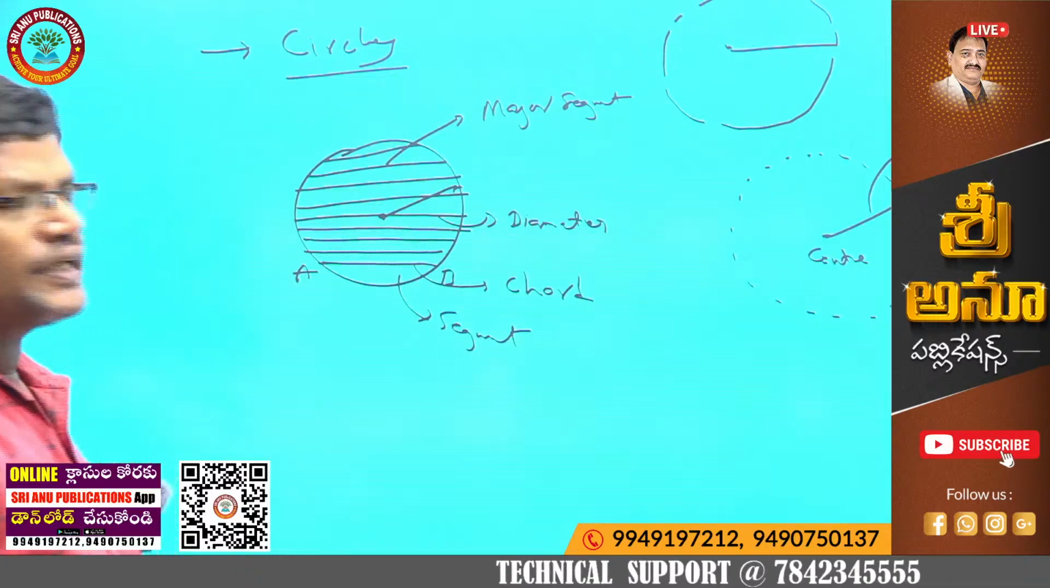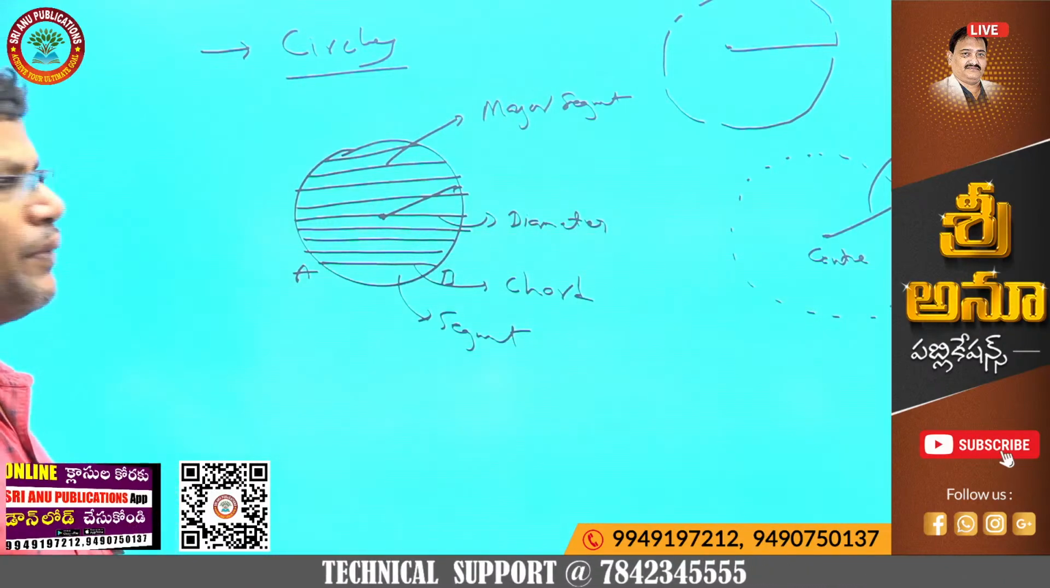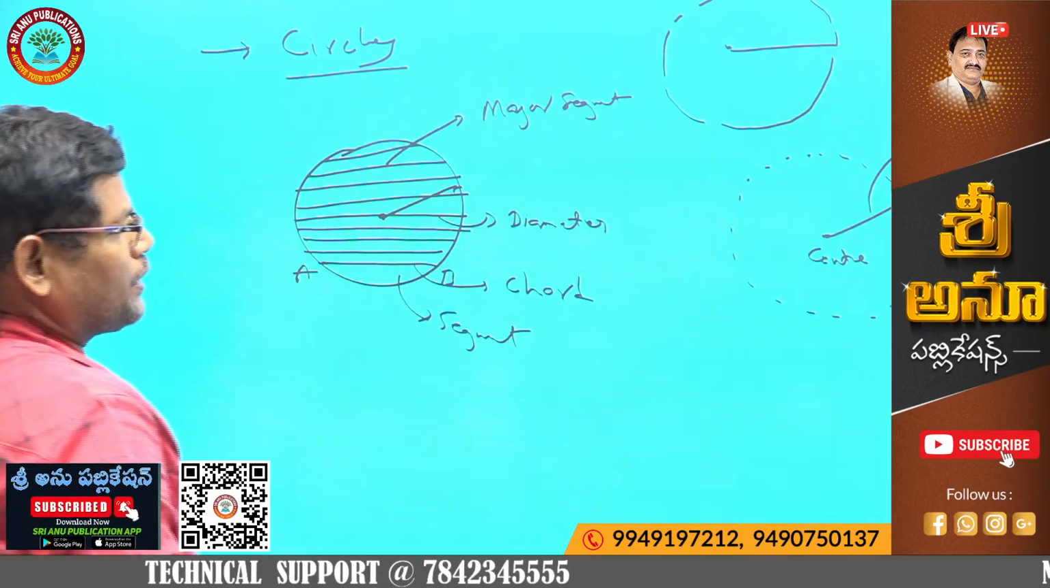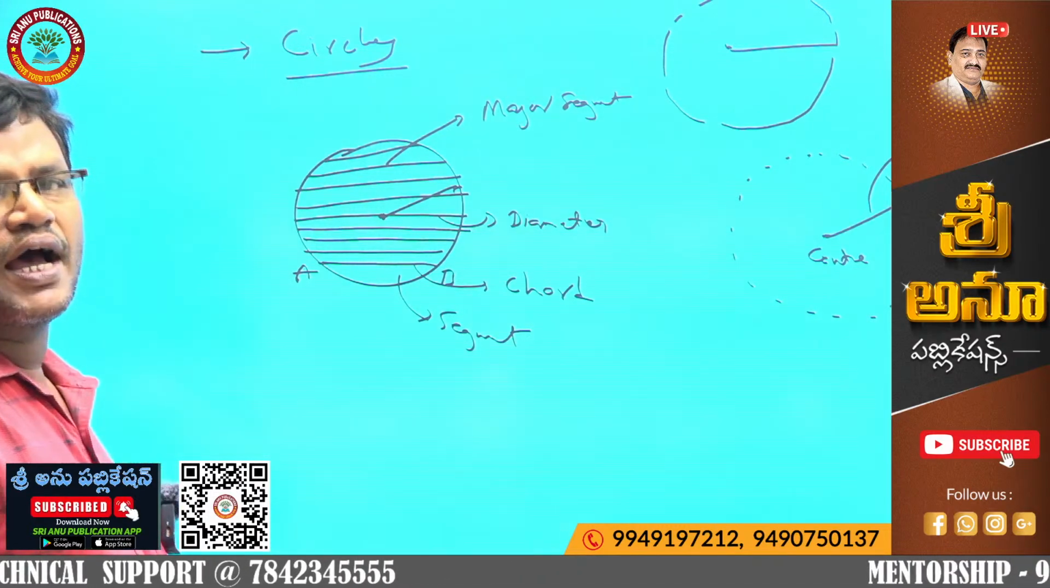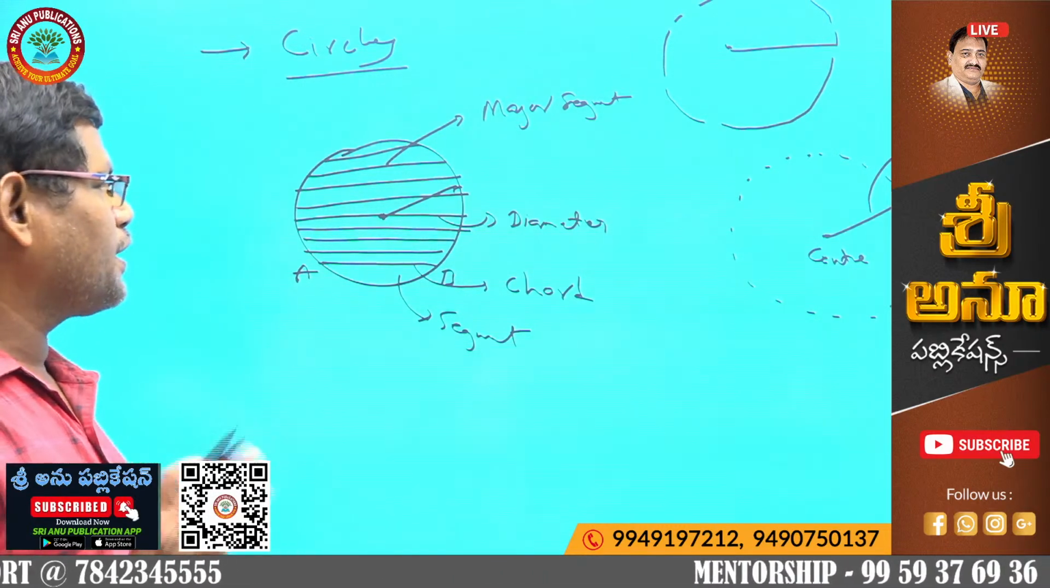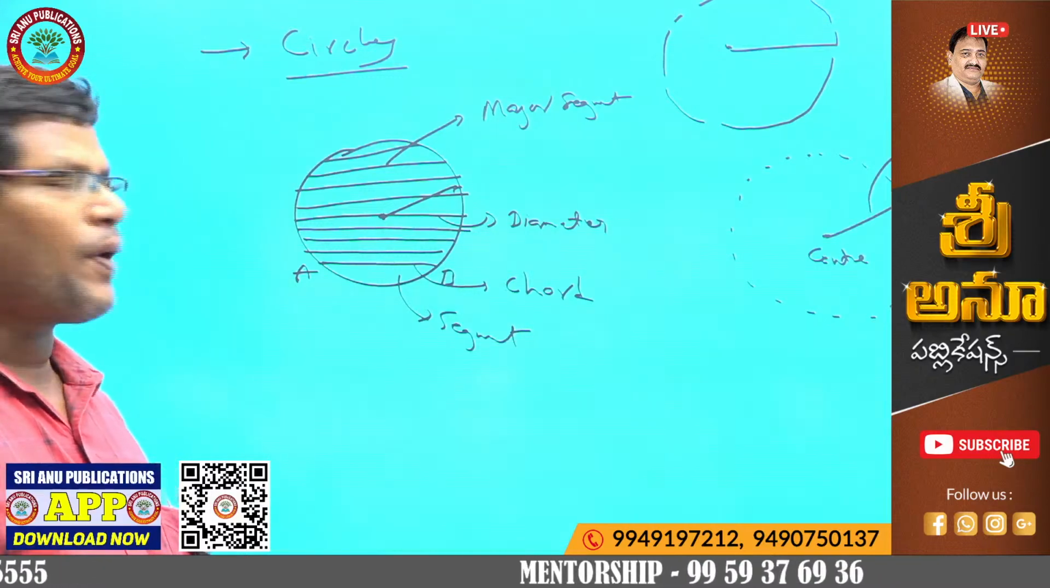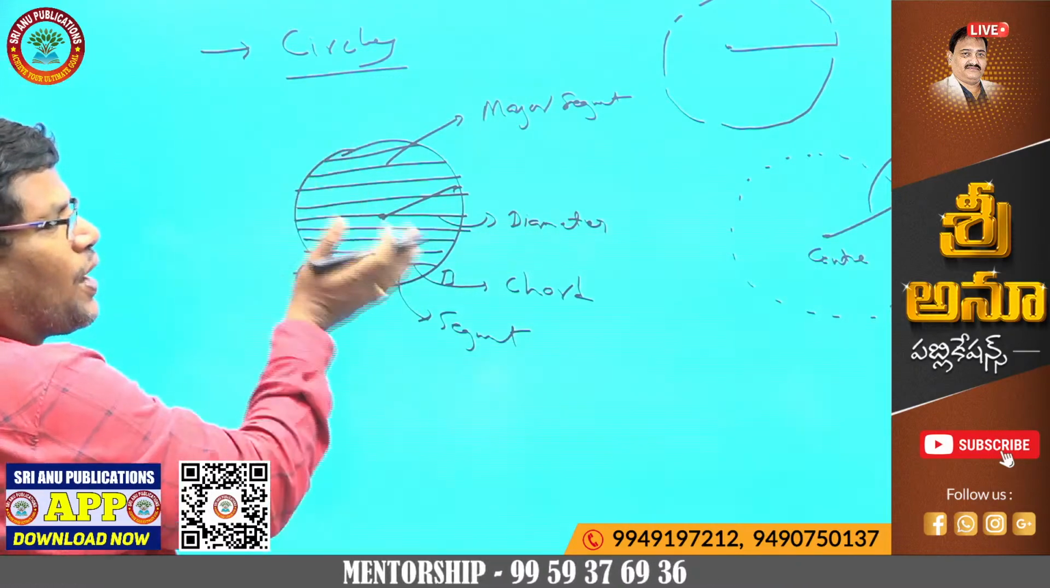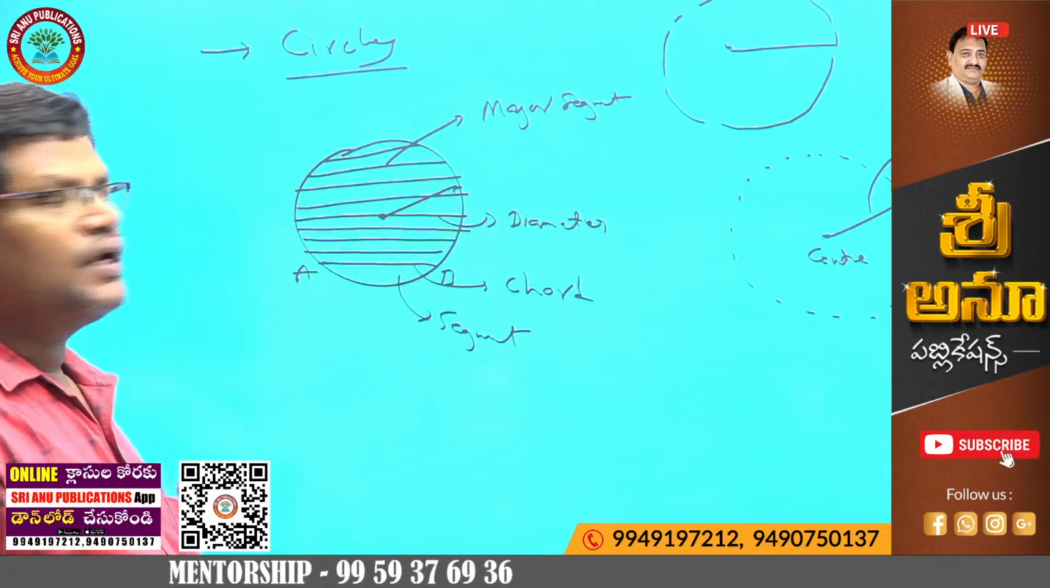Okay. The longest chord is called the diameter. Now the diameter divides the given circle into 2 parts. Now in this one, the 2 parts are equal.